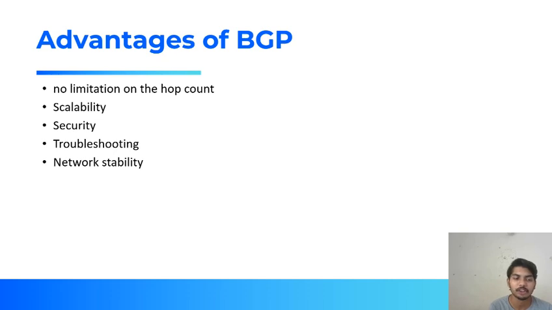And the next one is security. BGP helps identify and mitigate security issues like routing hijacks and leaks. And the next one is troubleshooting. BGP routing knowledge helps identify and resolve routing problems. And the last one we are discussing is network stability. BGP continuously monitors the paths and makes dynamic adjustments to ensure uninterrupted network services.